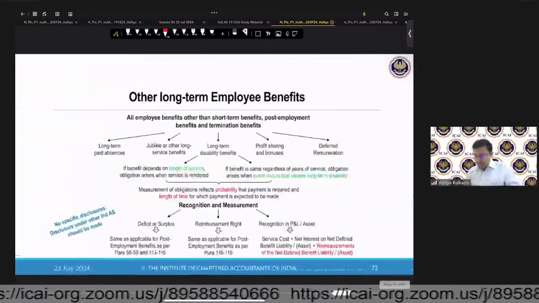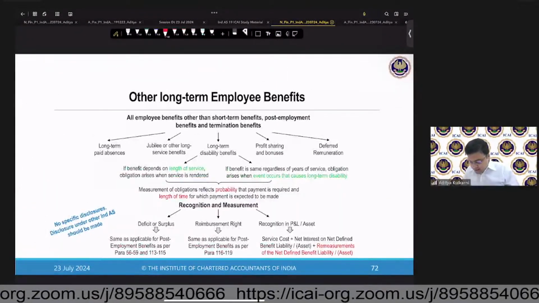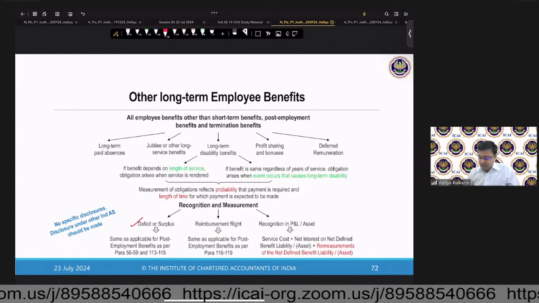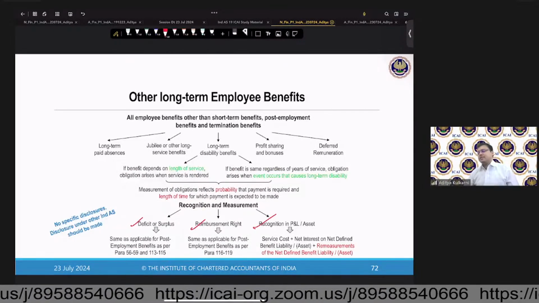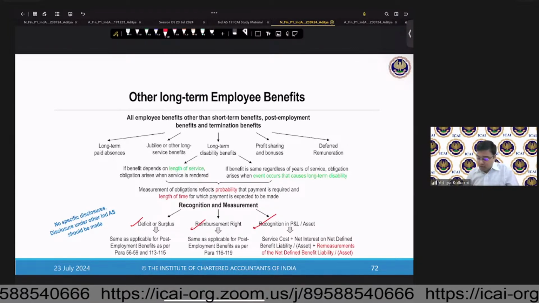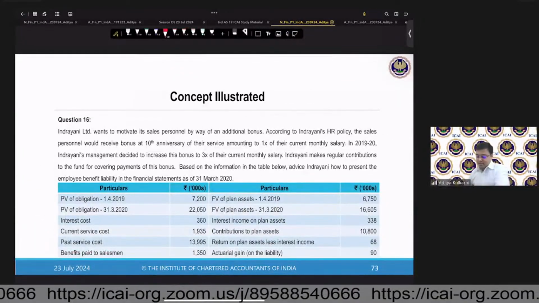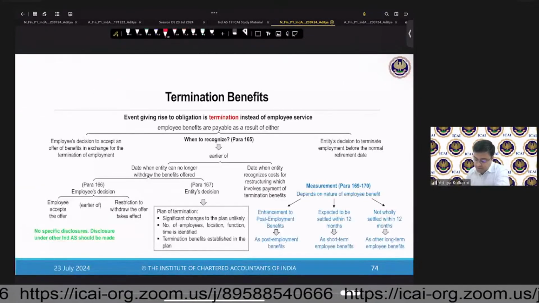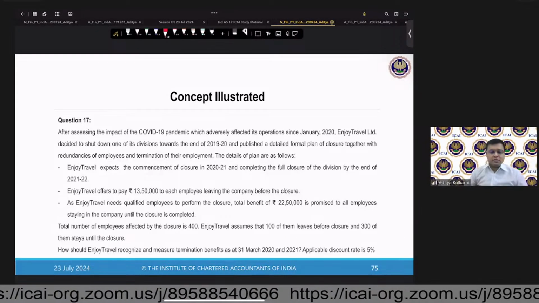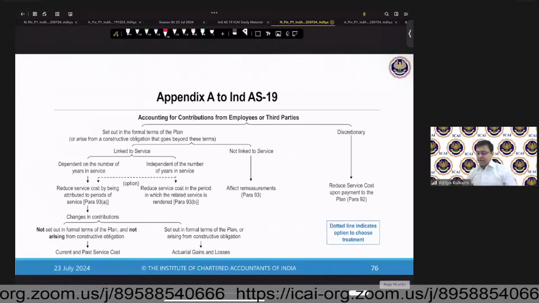Disclosures. Other long-term benefits, similar to a service reward. You treat it exactly the way you do the deficit or surplus reimbursement. Recognition in P&L, no major change, because this is also long term, so discounting has to be done. Termination benefits: when the employee gets retrenched, these are the benefits that get paid to him. This also you can run through.